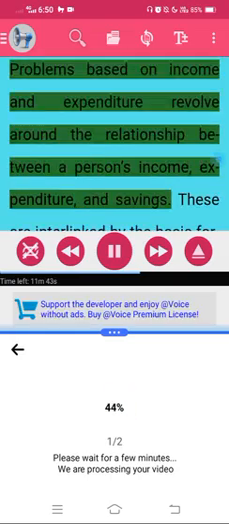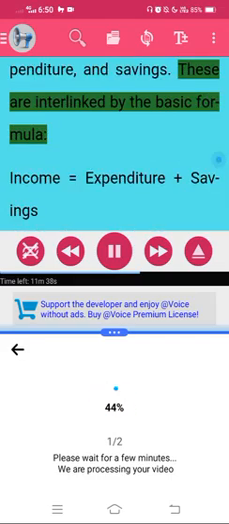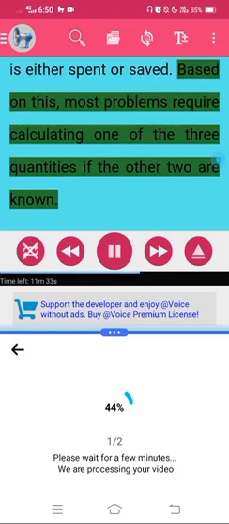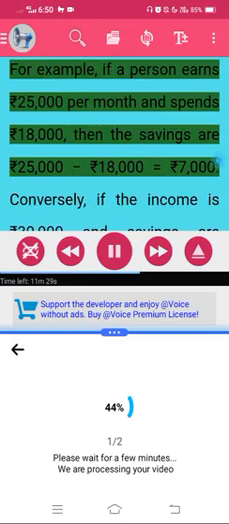Problems on income and expenditure. Problems based on income and expenditure revolve around the relationship between a person's income, expenditure, and savings. These are interlinked by the basic formula: income equals expenditure plus savings. This means whatever you earn is either spent or saved. Based on this, most problems require calculating one of the 3 quantities if the other 2 are known.